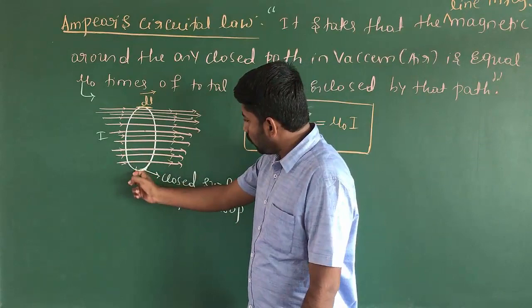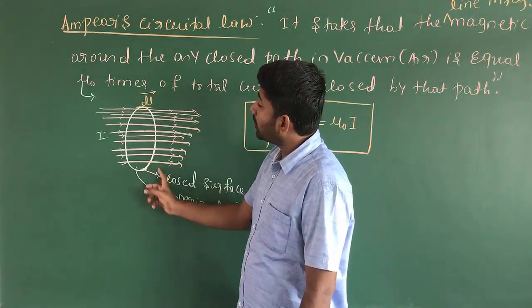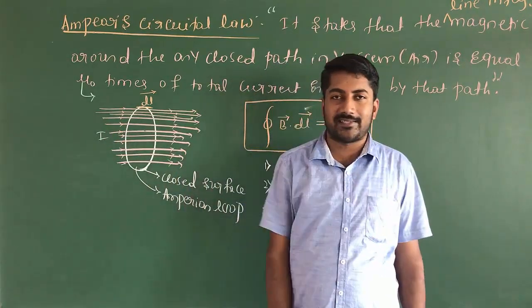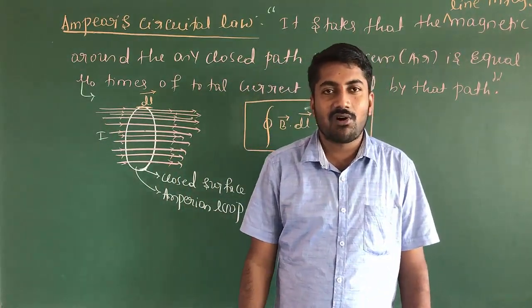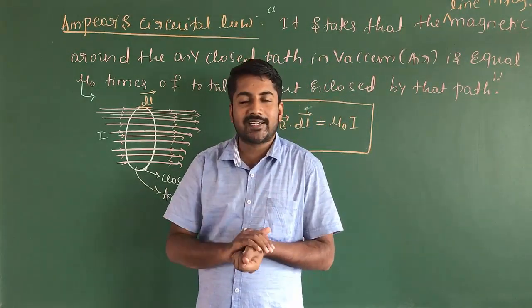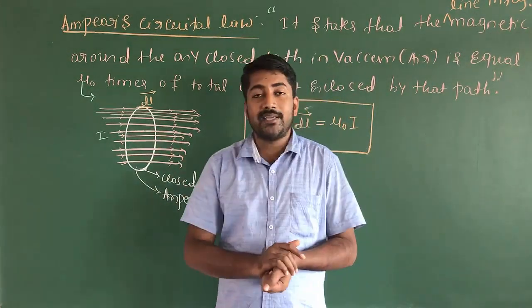But instead of this loop and this path, I use the word the surface of this loop. It is for Gaussian surface. This is the relation between electrostatics and magnetism, and it is the use of Ampere's circuital law.